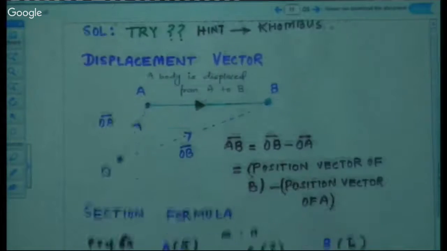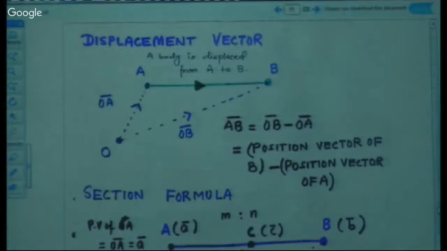Then we discussed the displacement vector. Let's say we are moving from A to B, where A is a point and B is a point. We put a reference point as origin, and then we can say that vector AB is nothing but B minus A, where B is the position vector of B and A is the position vector of A with respect to the origin. We also learned that we can move the origin anywhere. Then we discussed the section formula.